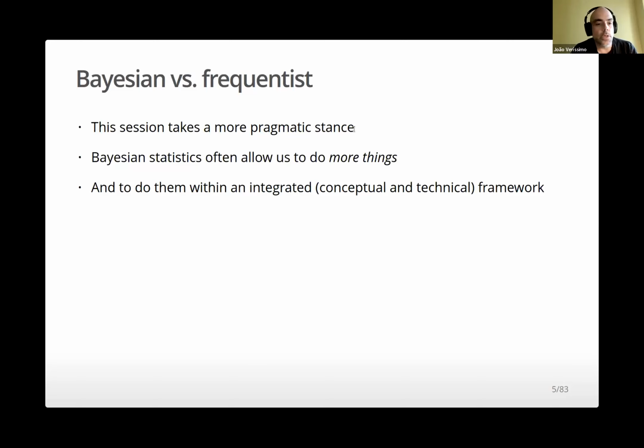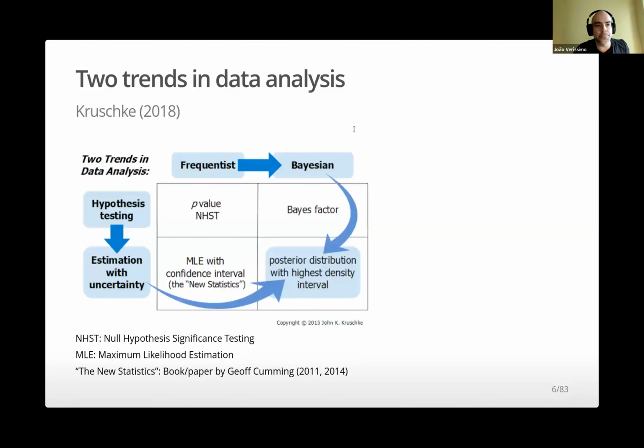And we can do that within this kind of integrated framework, an integrated conceptual framework of the Bayesian principles, but also an integrated technical framework, because for the most part, we're going to be using the BRMS package for R, which allows us to fit many, many different kinds of Bayesian models. BRMS, in turn, uses the Stan probabilistic programming language, which then allows you to do everything you might want with the same package functions and principles.